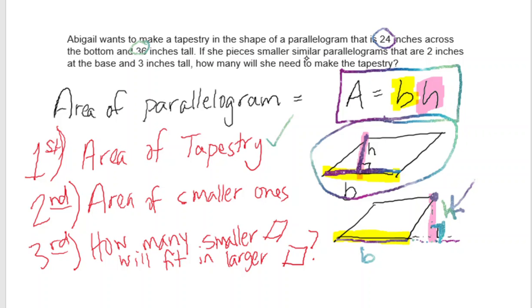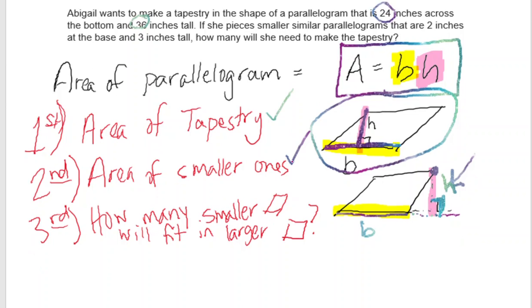If she pieces smaller similar parallelograms that are 2 inches at the base and 3 inches tall, how many will she need to make the tapestry? Well, the next thing I'm going to do is find the area of these smaller similar parallelograms that have a base of 2 inches and a height of 3 inches. So I know the area of the total, then I want to find the area of each one of the smaller ones so that I can finally answer the question, how many smaller parallelograms will fit into the large parallelogram?